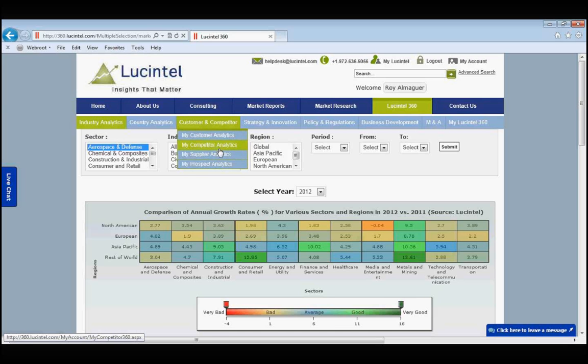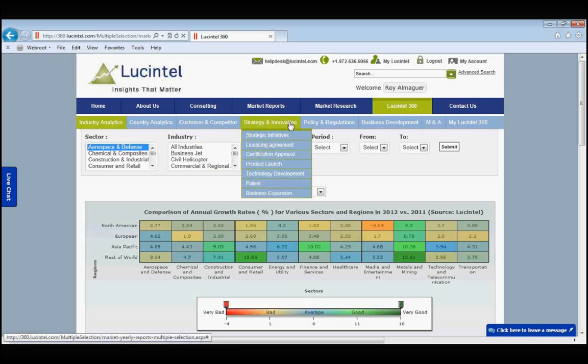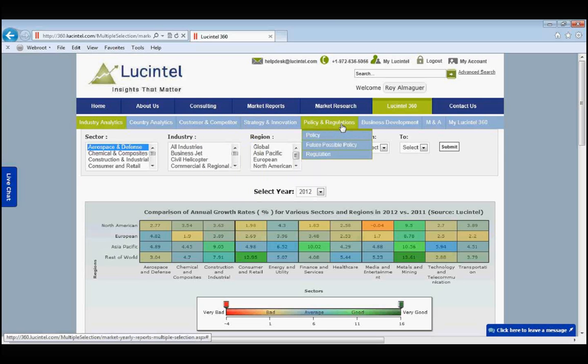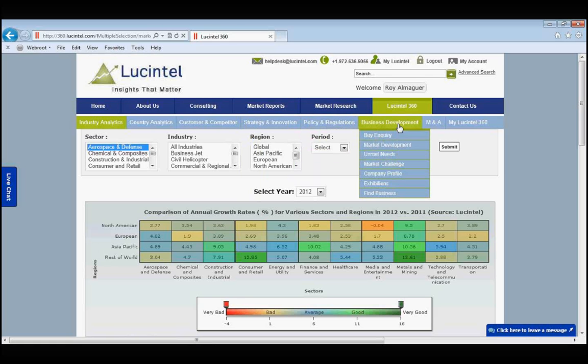so you'll be able to identify that here. In terms of strategy and innovation, you'll be able to look at strategic initiatives, any potential licensing agreements, certification approvals, numbers of product launched, any new technology developments, number of patents filed, and any business expansions. In terms of policy and regulation, you'll be able to look at what current policies are, future possible policies, and any sorts of regulations. In terms of business development, you'll be able to look here in terms of buy equity, market development, any unmet needs, market challenges, company profile, upcoming exhibitions, and find businesses.